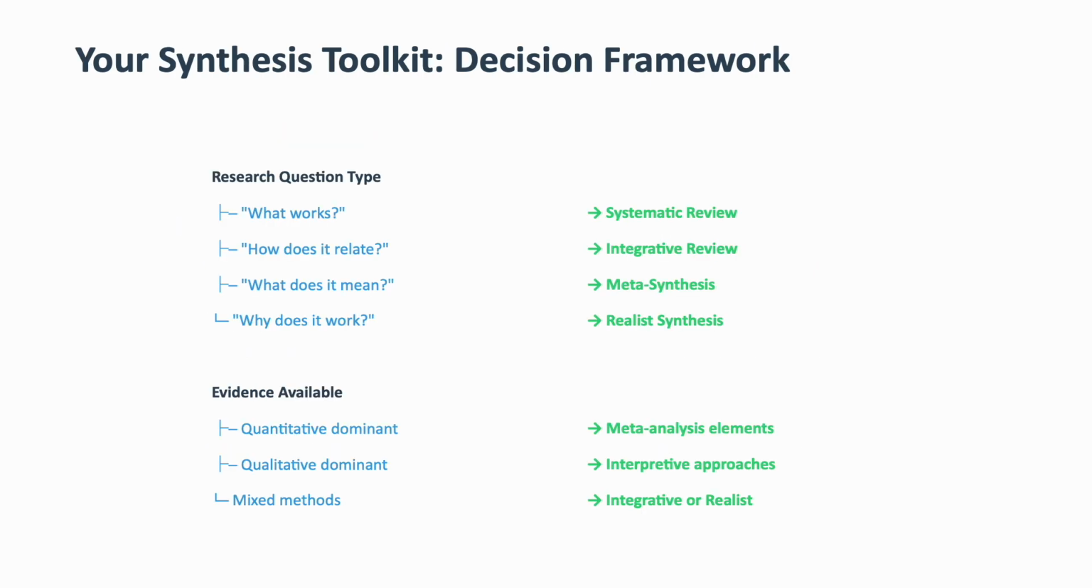Your synthesis toolkit needs a decision framework. If your research question is, what works? Use systematic review. How does it relate? Points to integrative review. What does it mean? Suggests metasynthesis. Why does it work? Requires realist synthesis.